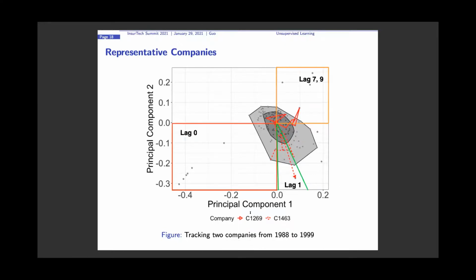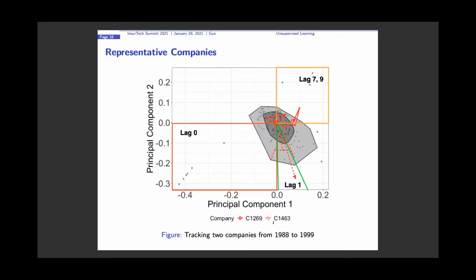So we can see the C1269, from the year 1988 to 1999, it's in the solid red line. It's traveling along the upper right corner, and with one observation that is detected as an outlier, suggesting it's having high lag 7 and 9 ILRs over time.